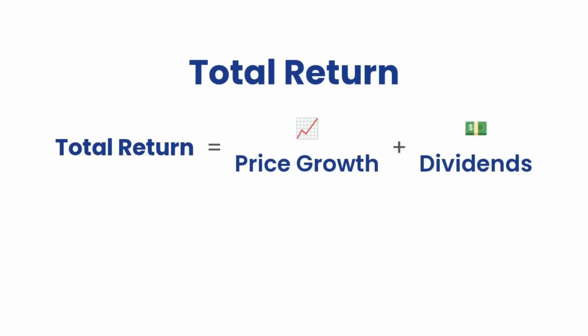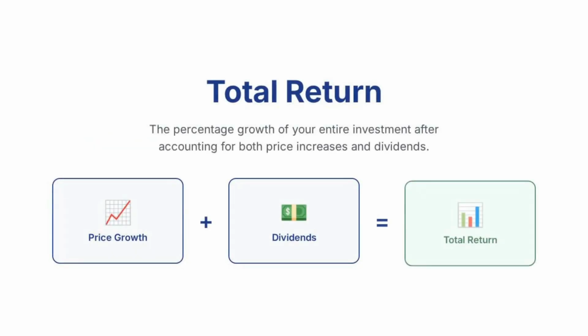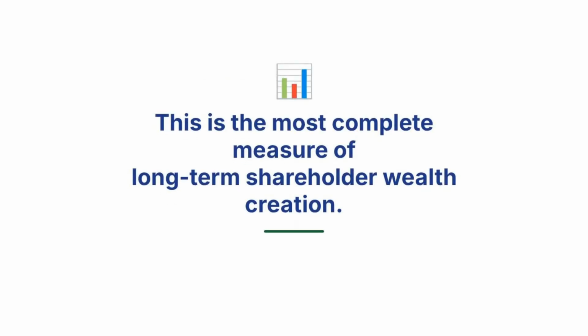Total return includes stock price growth and dividends. It measures the real growth of an investment over time and captures the full effect of owning the business as a shareholder. The simple explanation is this: total return is the percentage growth of your entire investment after accounting for both price increases and dividends. This is the most complete measure of long term shareholder wealth creation.